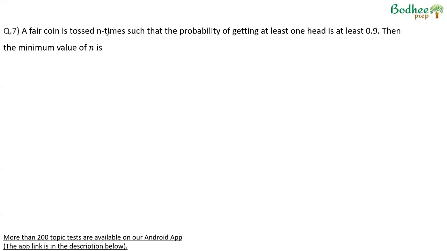A fair coin is tossed n times such that the probability of getting at least one head is 0.9. Then the minimum value of n is? Probability of getting at least one head.